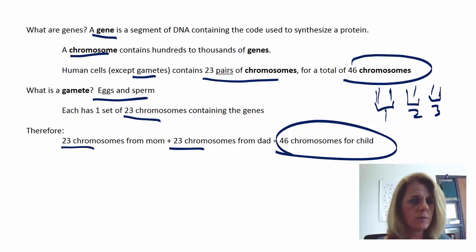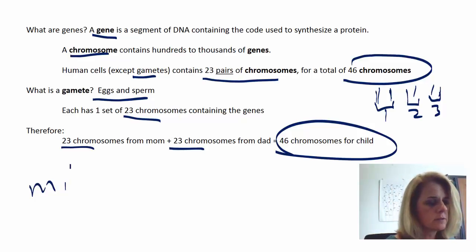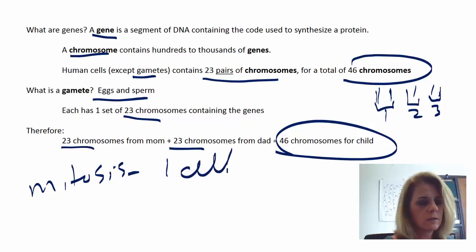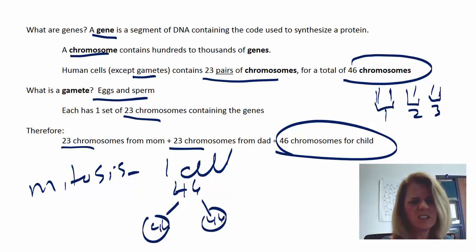Hopefully at some point you learned about mitosis and meiosis. Mitosis is how you divide cells and make more and more cells. During mitosis, one cell, like a skin cell, has 46 chromosomes, and when it divides, there are two cells, and they each have 46. Again, we'll talk about details later.